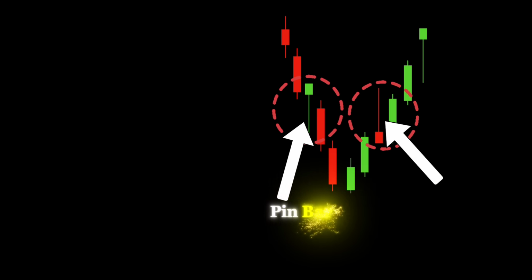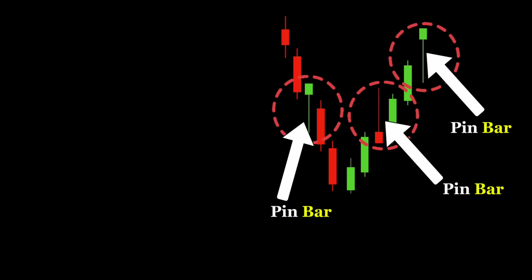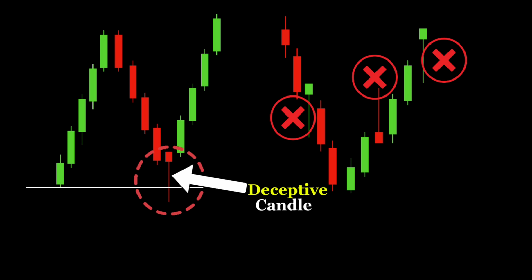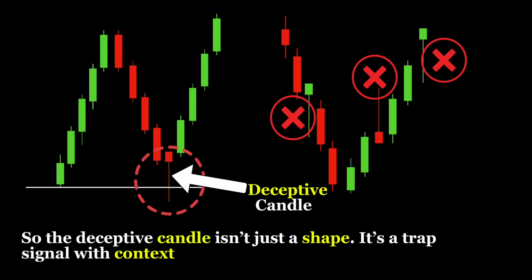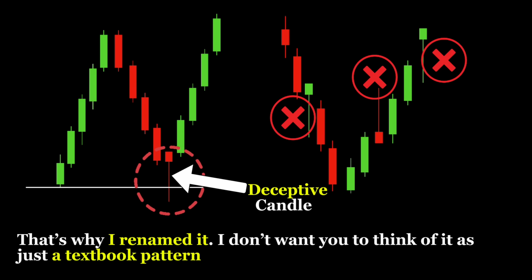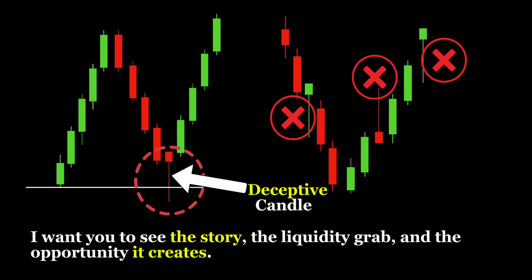A regular pin bar can form anywhere, in the middle of a range, randomly on the chart, and it means nothing by itself. The deceptive candle, on the other hand, forms at a key level after price sweeps liquidity. It tells you a story, that smart money just trapped the other side and is ready to move the market in the opposite direction. So the deceptive candle isn't just a shape, it's a trap signal with context. That's why I renamed it. I don't want you to think of it as just a textbook pattern. I want you to see the story, the liquidity grab, and the opportunity it creates.